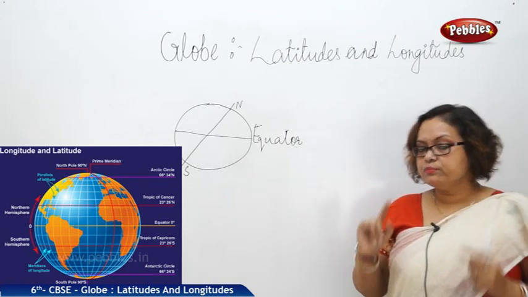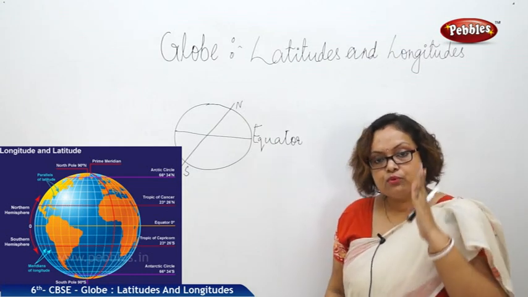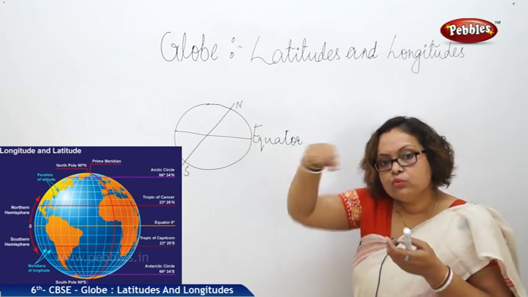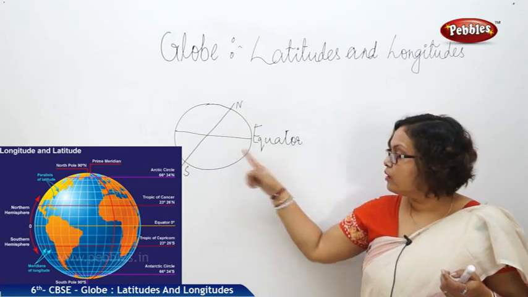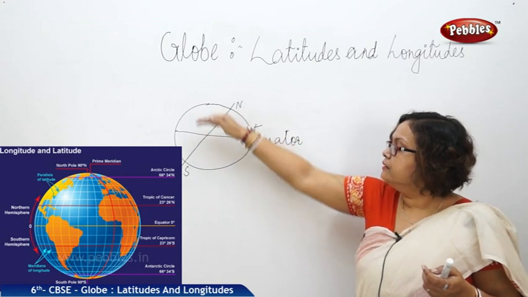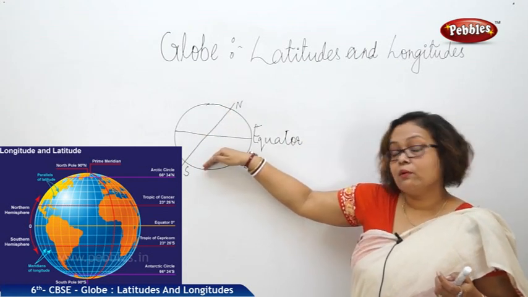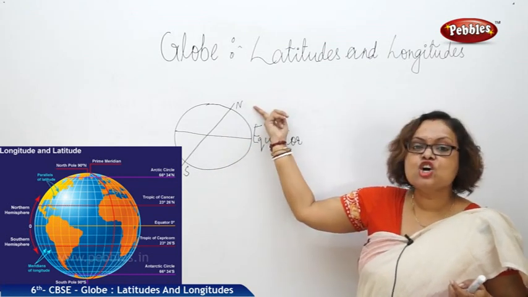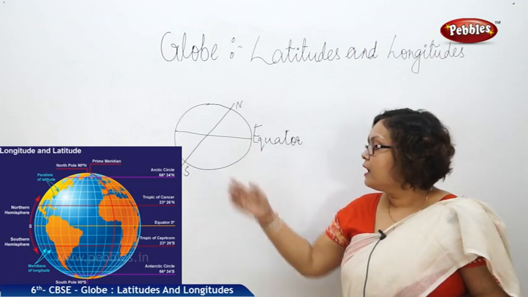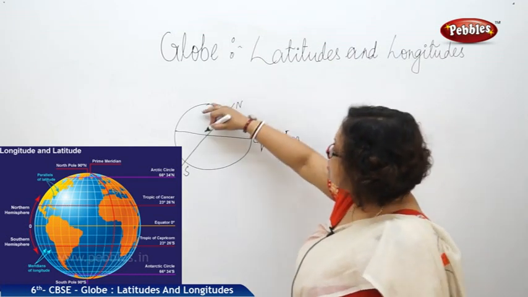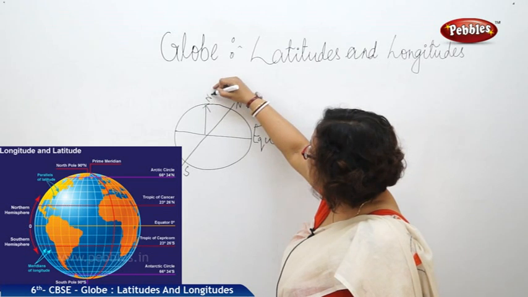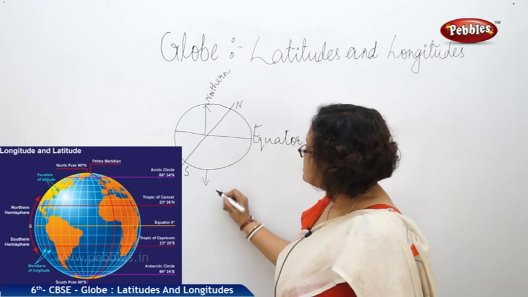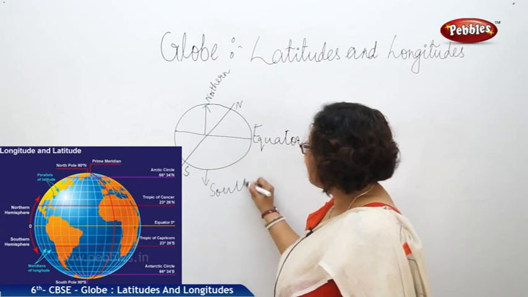Now observe the globe carefully. You will find even on the globe there is an equator. In the middle of the Earth you can observe it. It is dividing the Earth into two parts. What are those two parts? The northern side of the equator is known as northern hemisphere. So, this entire northern part is northern hemisphere and the southern side is known as southern hemisphere.